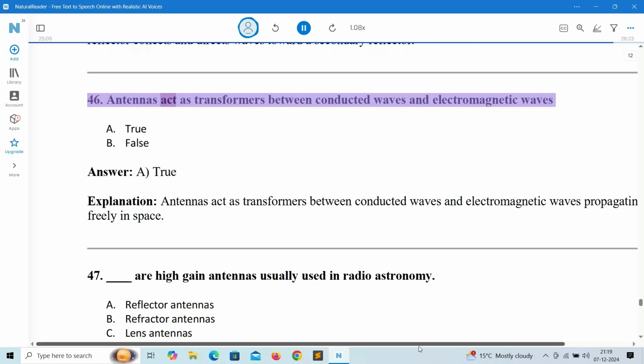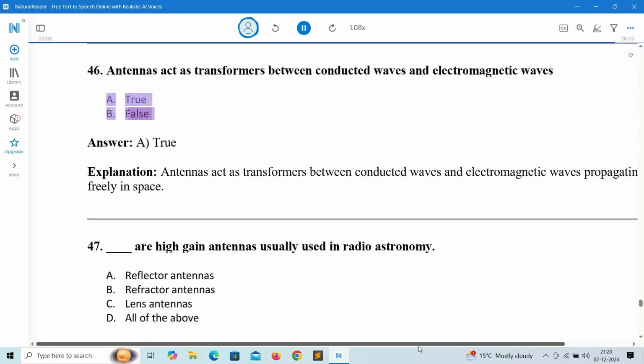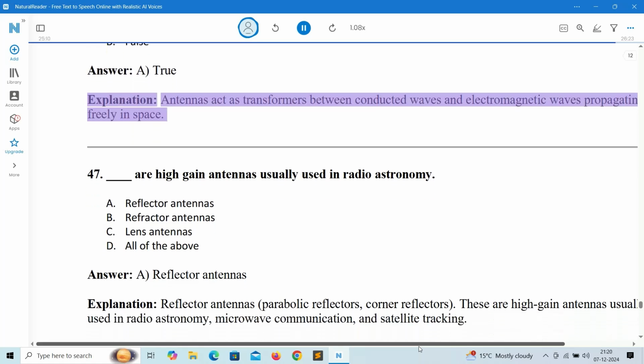46. Antennas act as transformers between conducted waves and electromagnetic waves. A. True. B. False. Answer: A. True. Explanation: antennas act as transformers between conducted waves and electromagnetic waves propagating freely in space.